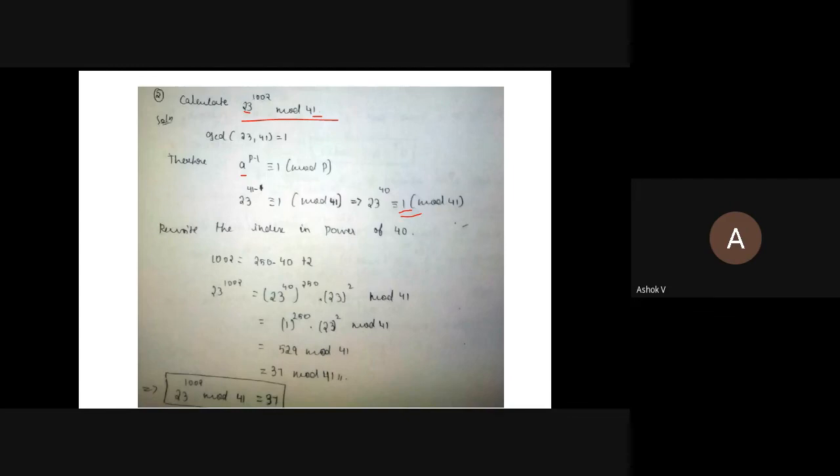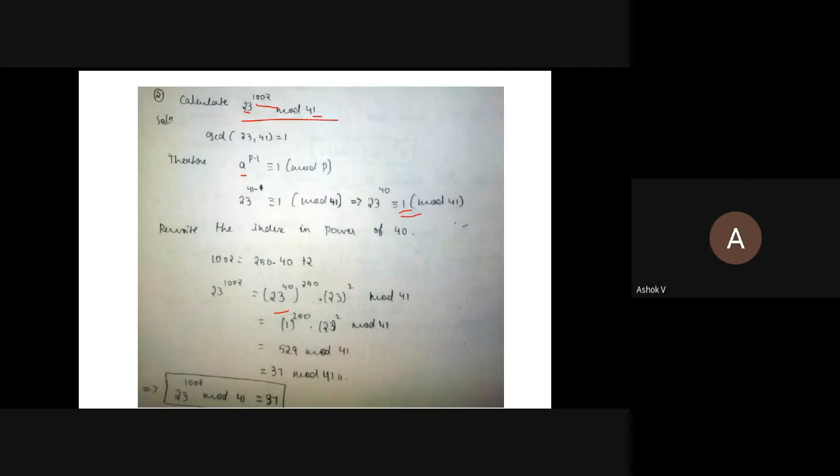But here the exponent is 1002, so we have to express the exponent as a multiple of 40. 1002 is converted as 250 into 40 plus 2. 250 into 40 is 1000, plus 2 is 1002. So, when writing in this way, we get 23 power 40 into 250 into 23 square mod 41.